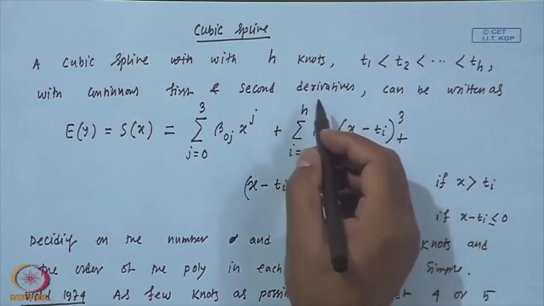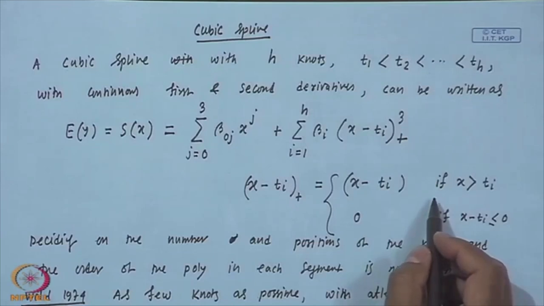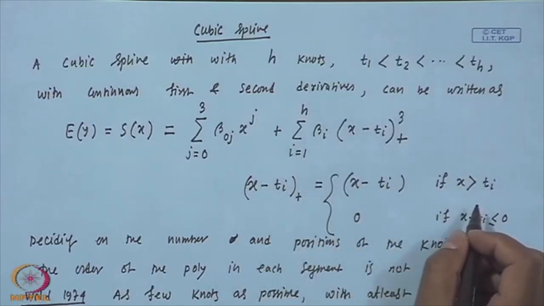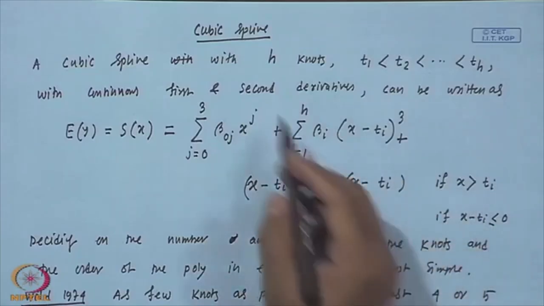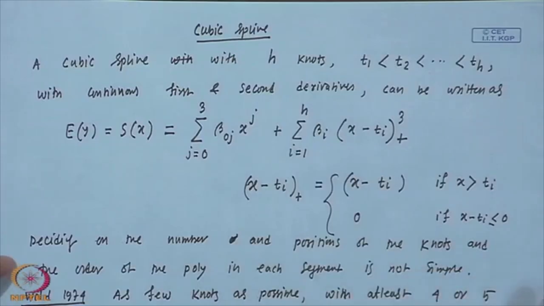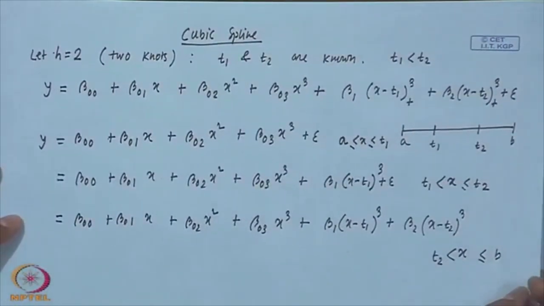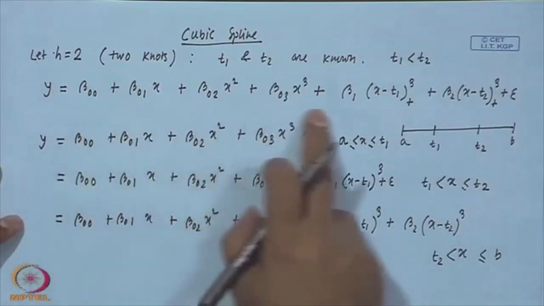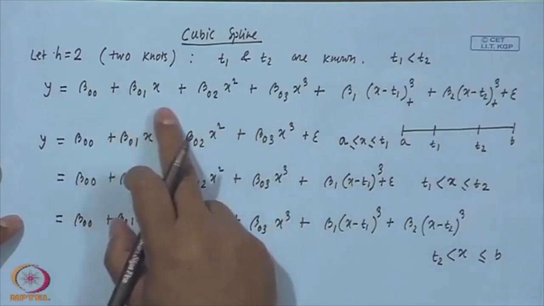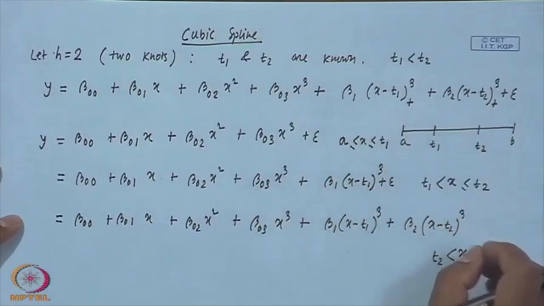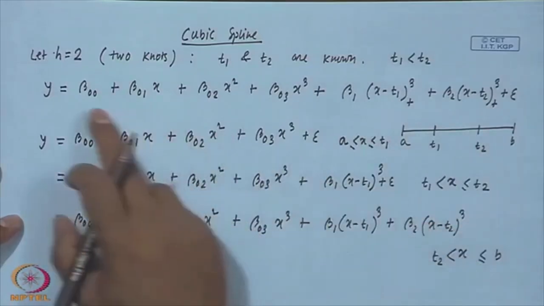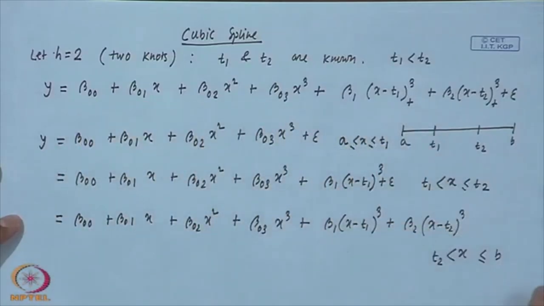So we understood the cubic spline, which is a particular case when the order of the polynomial is 3, and we explained this cubic spline involving two knots. Now, given a model like this involving two knots, we should be able to fit the regression coefficients, because this is nothing but a multiple linear regression model, and so we should be able to estimate the regression coefficients. Let me talk about that a little bit: what is the X matrix and all these things.